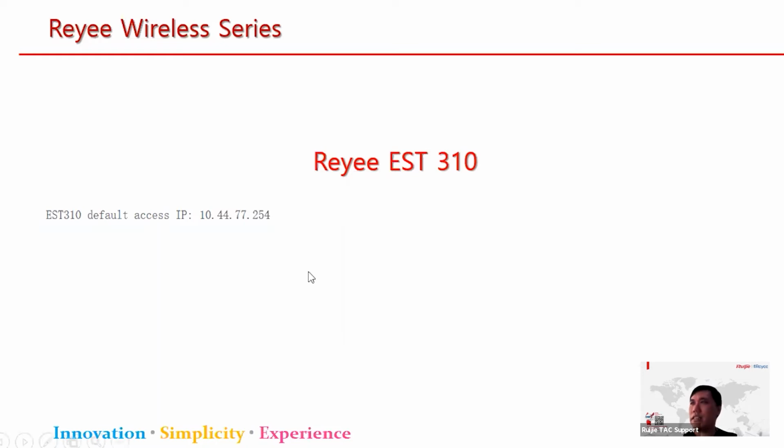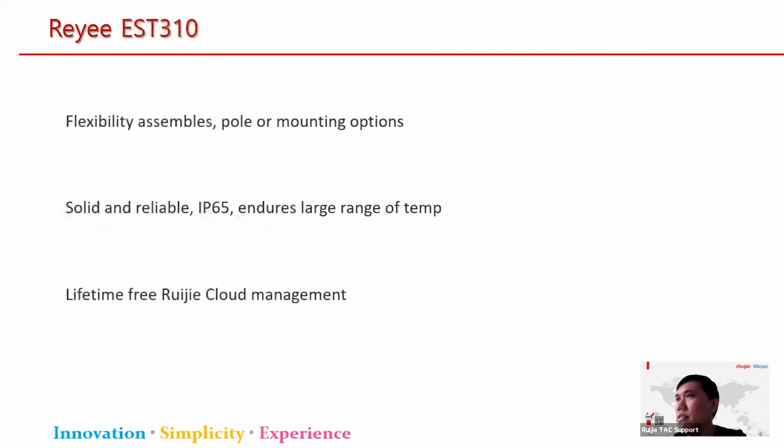So we announced the EST310, and especially in the last two weeks, the EST350 series. No matter whether it is the 350 or 310 series of EST, the default IP address will always be 10.44.77.254. Our EST bridge AP is flexible to assemble: you can mount it on a pole, a wall, or a ceiling. It is very solid and reliable, and is covered by IP65.